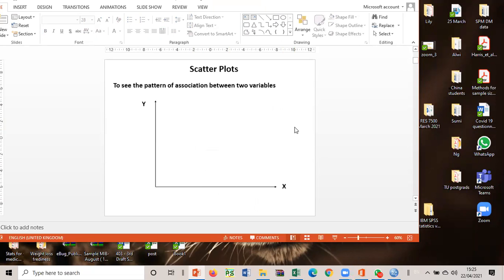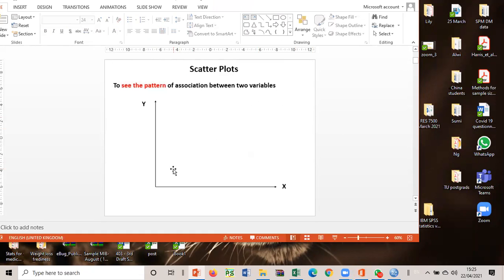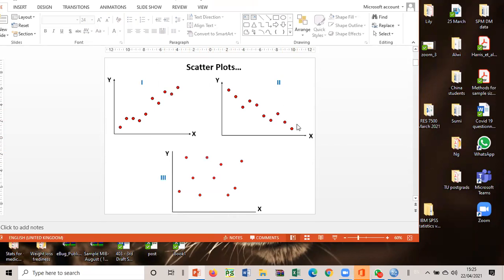So what are the steps we did? We did a scatter plot. What's the purpose of the scatter plot? To see if the data is associated. To see the pattern of association. Is it increasing? Is it decreasing? Or is it random?